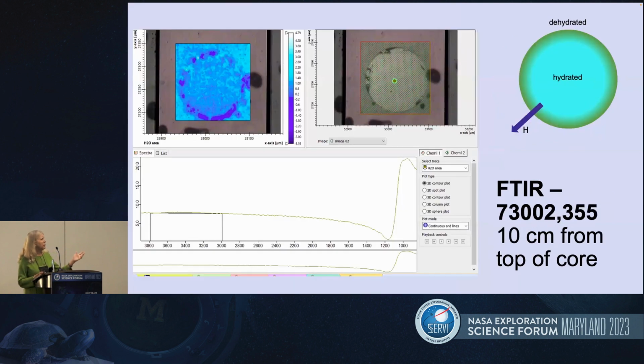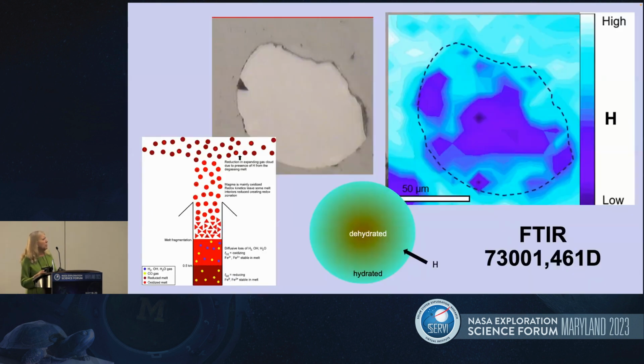Here's another one, different bead, but you can see what the profile looks like. Again, quite compelling evidence that these changes are happening. And we had to look at like 10 beads to find one that was zoned like that. Many of them are either completely flat hydrated or completely flat dehydrated. But again, this gives you an idea, going back to our cartoon, that sometimes we see the opposite trends.